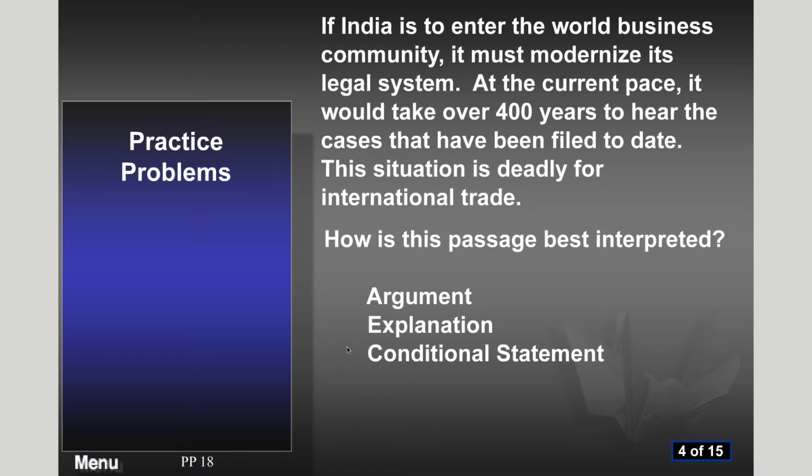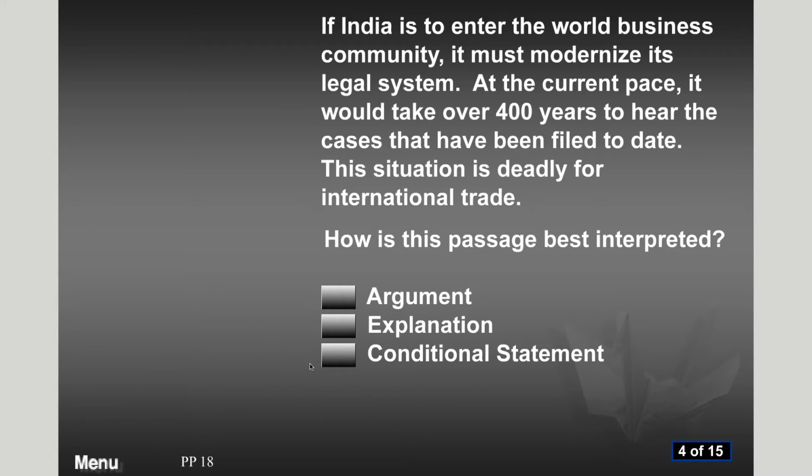Here is another practice problem. If India is to enter the world business community, it must modernize its legal system. At the current pace, it would take over 400 years to hear the cases that have been filed to date. This situation is deadly for international trade. So how is this best interpreted? Right? We do have an if, then, a conditional there.